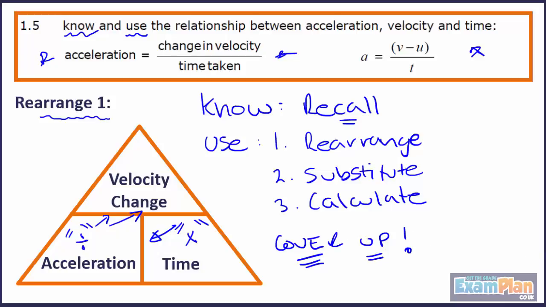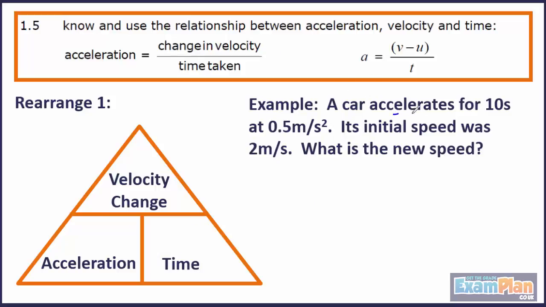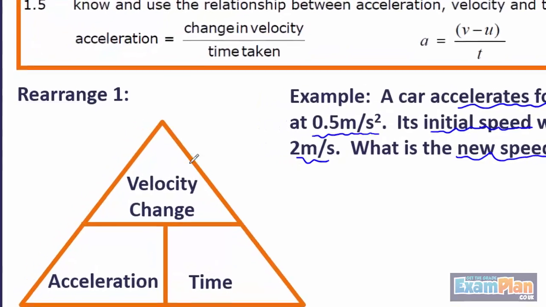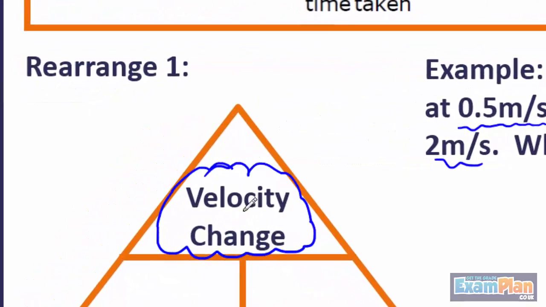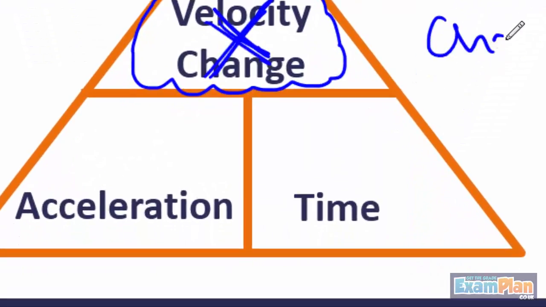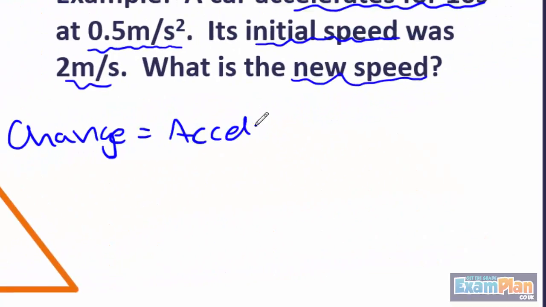Let's look at an example. A car accelerates for 10 seconds at 0.5 meters per second squared. Its initial speed was 2 meters per second. What is the new speed? To find the new speed, we need to first find the change in velocity. So, we cover this up, and we see that the equation is acceleration multiplied by time.